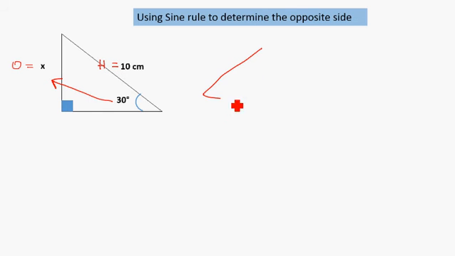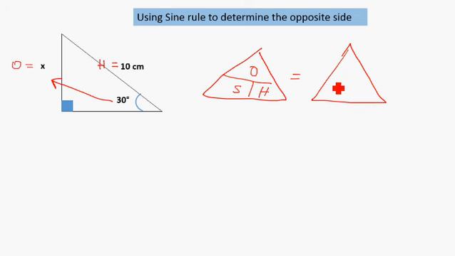Now using the triangle, the best thing to do is always write your triangle and then try to fill in the knowns and the unknown that you're trying to find. So I know the angle is 30, so we can write sine 30. We're looking for the opposite, and that's represented by the letter x. We have the hypotenuse, which is 10.